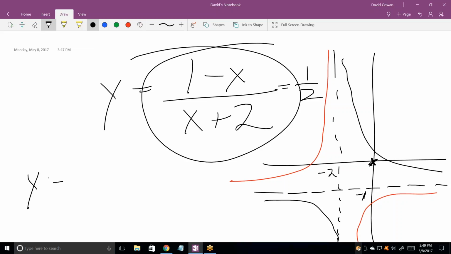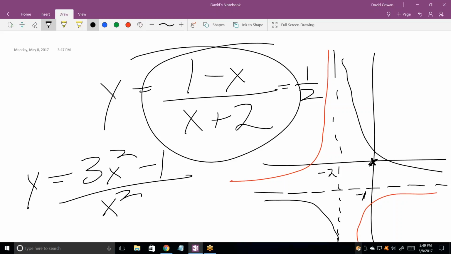What's the horizontal asymptote for this function? Y equals 3. What's the horizontal asymptote for that function? Y equals 0. What's the horizontal asymptote for that function? There's no horizontal asymptote. Very good.